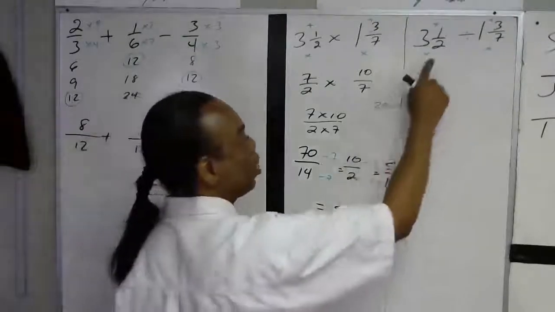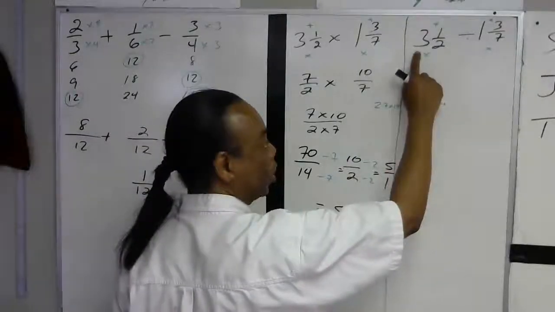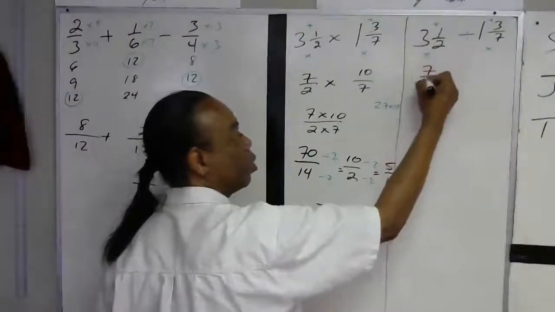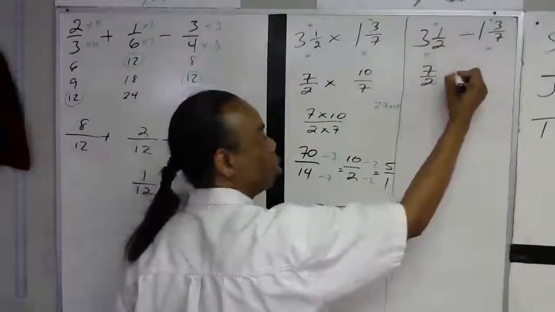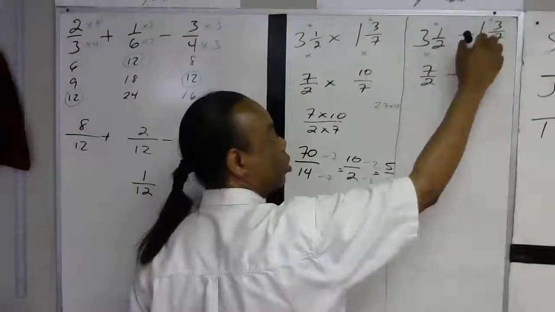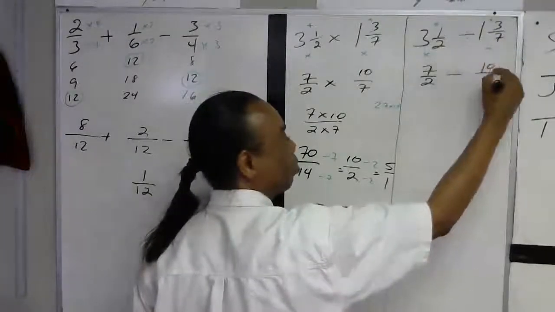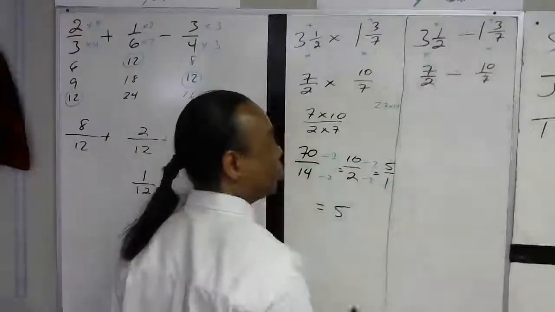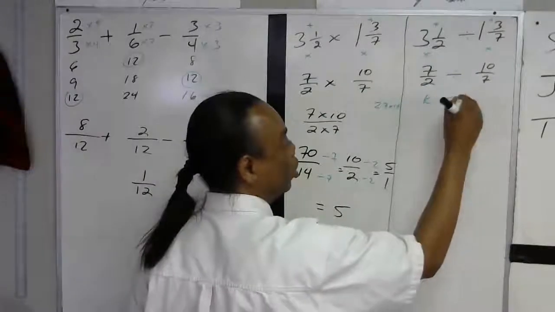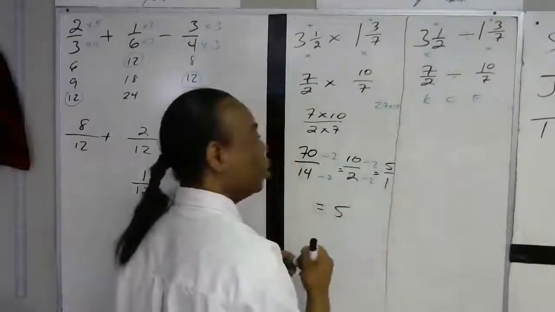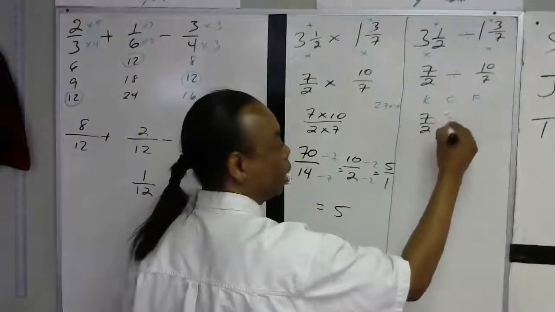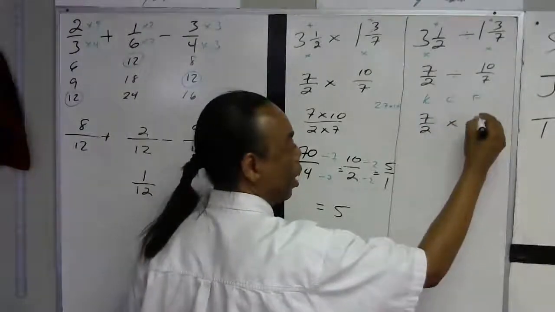Okay, once again, multiplication: we have 2 times 3 is 6, plus 1 more is 7. So that's 7 over 2. There's my division. 7 times 1 is 7, plus 3 more is 10. So that's 10 over 7. Now, with division, we do a keep, change, and flip. So this becomes 7 over 2, and this is multiplication. And we get now 7 over 10.